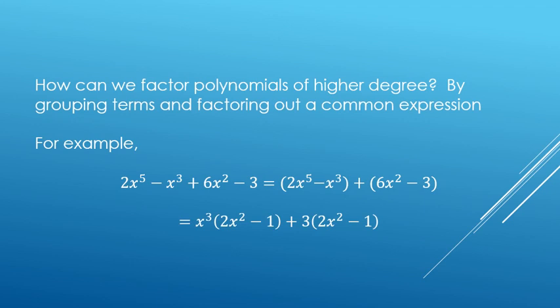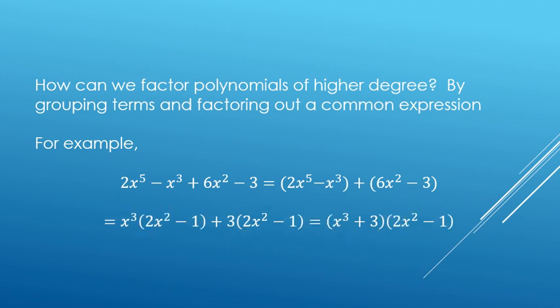That leads me right here: x cubed times 2x squared minus 1, plus 3 times 2x squared minus 1. If you look at these two things, they each contain that common factor of 2x squared minus 1. So I can pull that whole thing out as one factor from each of these two terms, and that leaves me with x cubed plus 3 times 2x squared minus 1.